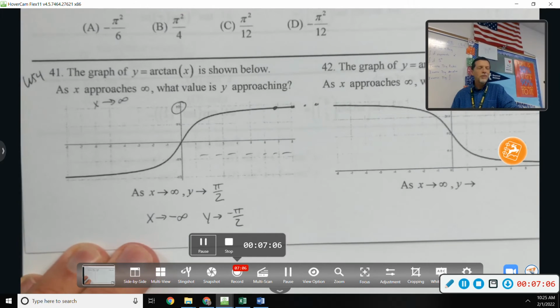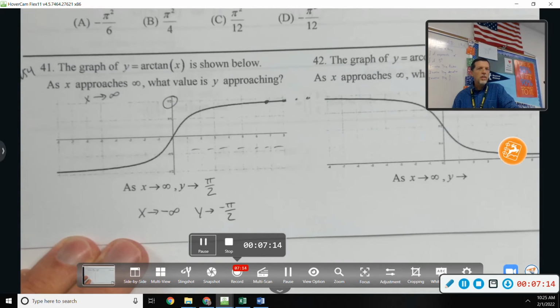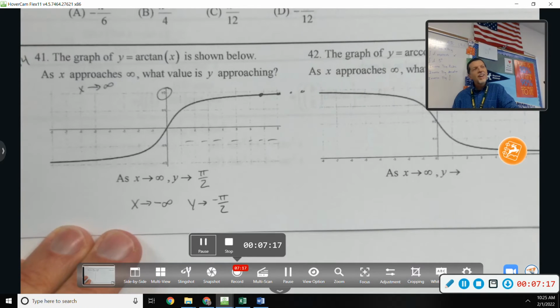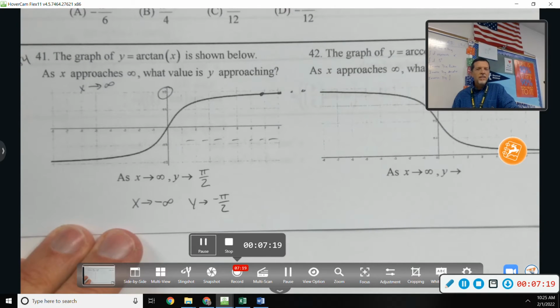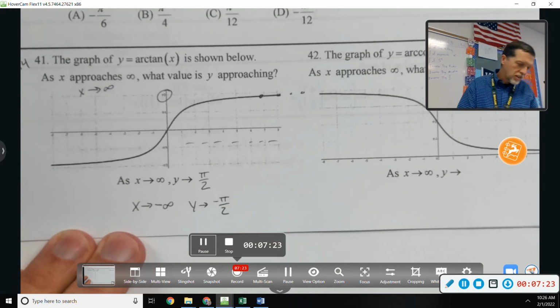There's not really any work to show. Yep. Let's just look at the picture and see what's happening. What's that? I need to take out my magnifying glass and read that. It is pi over 2.